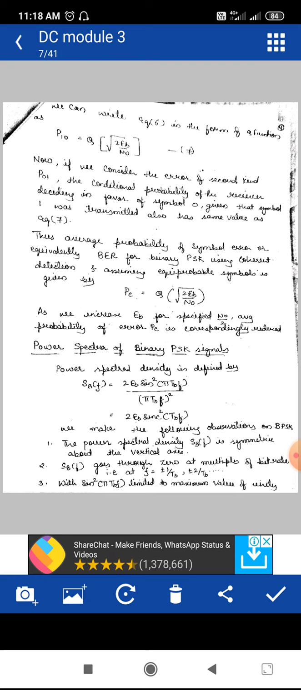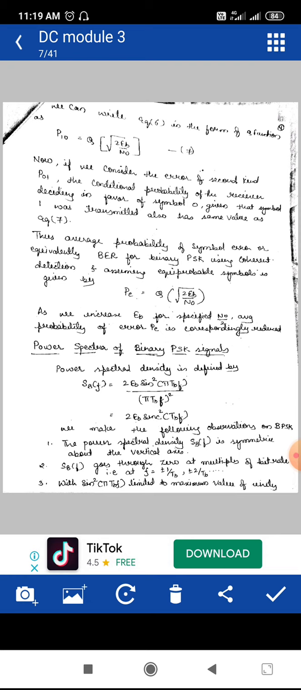the probability of error. What is the probability of error? It is when the transmitted signal is 0, but the decision is taken in favor of 1. This gives you how much error has happened, that is, the probability that an error will happen if 0 is transmitted and the decision is taken in favor of 1.